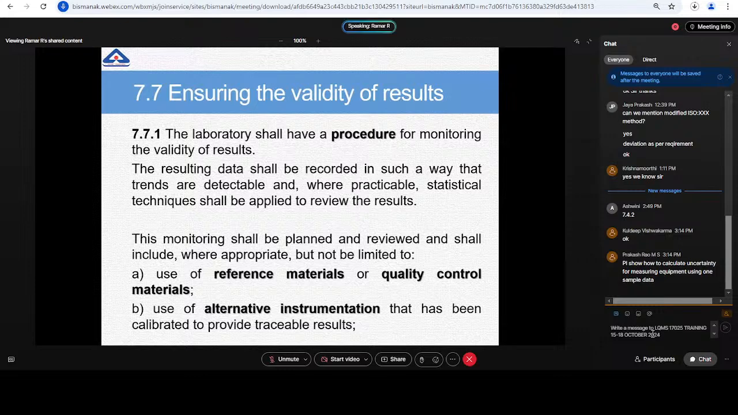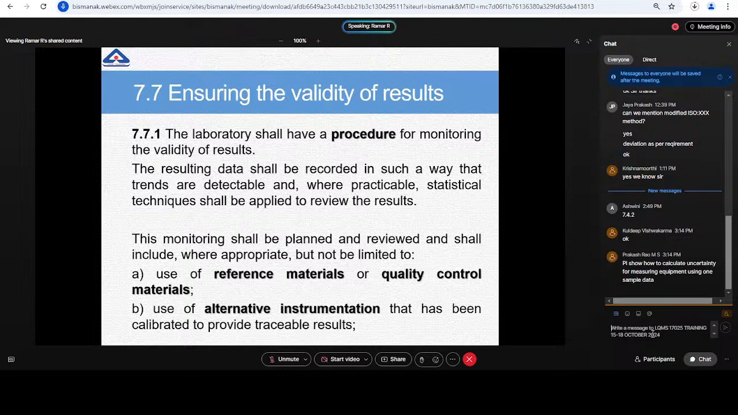For that, we must have a procedure. And also we must have a plan for performing this activity. And as per our plan, we have to execute these quality control activities. And whatever results we obtained when we are executing the quality activities must be recorded and evaluated, so that we can understand whether we are on the right path or not.